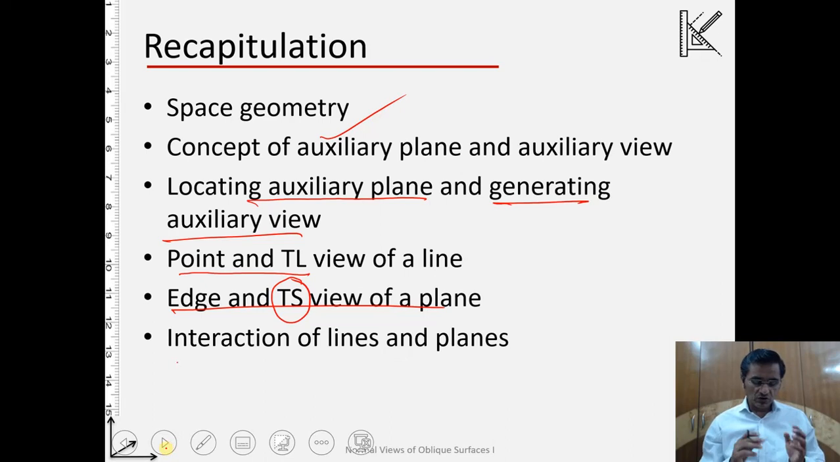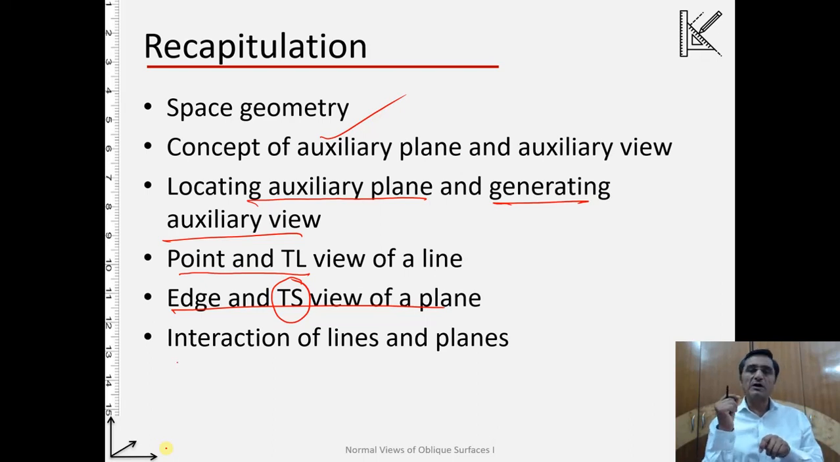Then we saw different kinds of conditions. Two lines are parallel, perpendicular, the distance between them, the perpendicular from a point on a line, intersection of two lines, all those kinds of possibilities. Intersection of a line with a plane, how to locate the point of intersection. So all such possibilities we studied when we are talking about the interaction of lines and planes. Now we will be making use of all these concepts which we have learned.